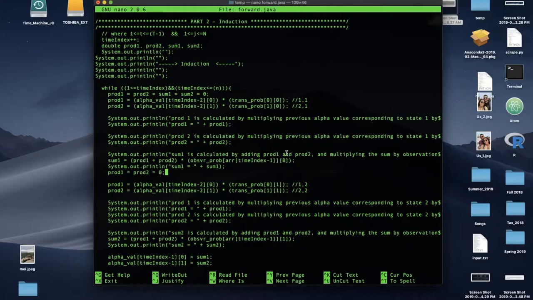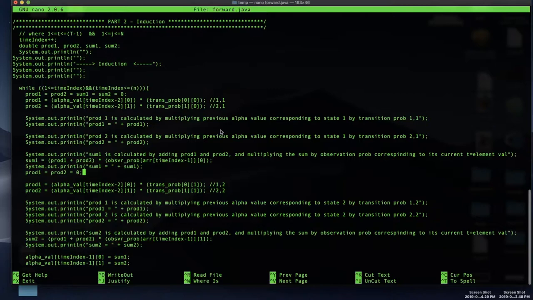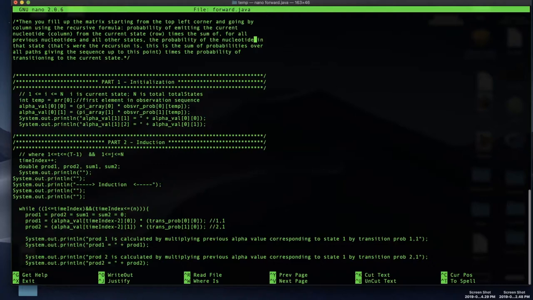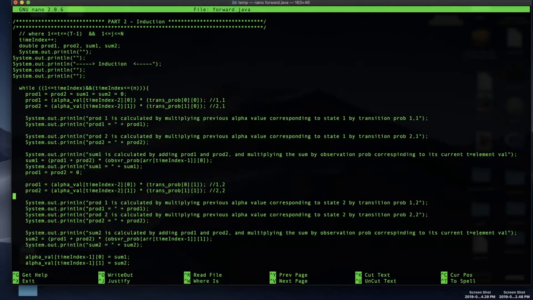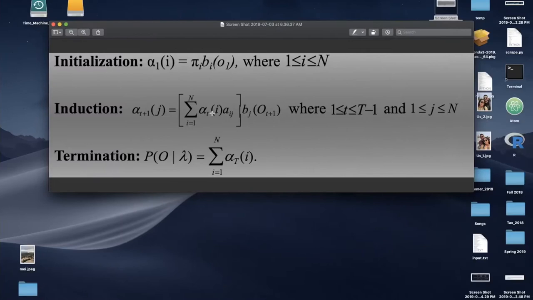It says product 1 is calculated by multiplying previous alpha value corresponding to state 1 by transition probability 1, 1. So 1, 1 is this value. And then I go ahead and print the product 1 value so you can see, which is inside of here.